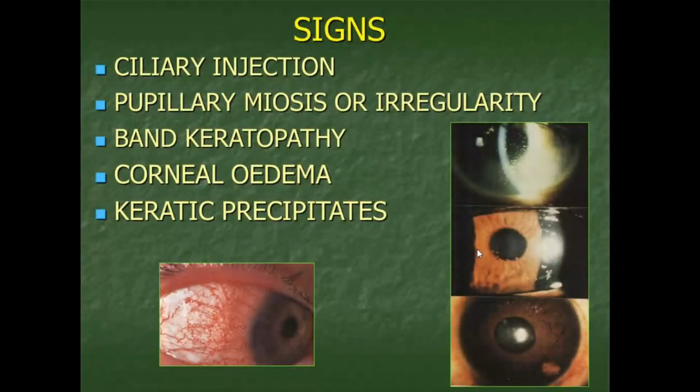Signs, objective signs. We can see ciliary injection or pericorneal hyperemia, or in some cases mixed hyperemia. We can see miosis of the pupil or irregularity of the pupil. We can see band keratopathy, corneal edema, and keratic precipitates. Look at this picture, you can see keratic precipitates on the endothelium of the cornea.